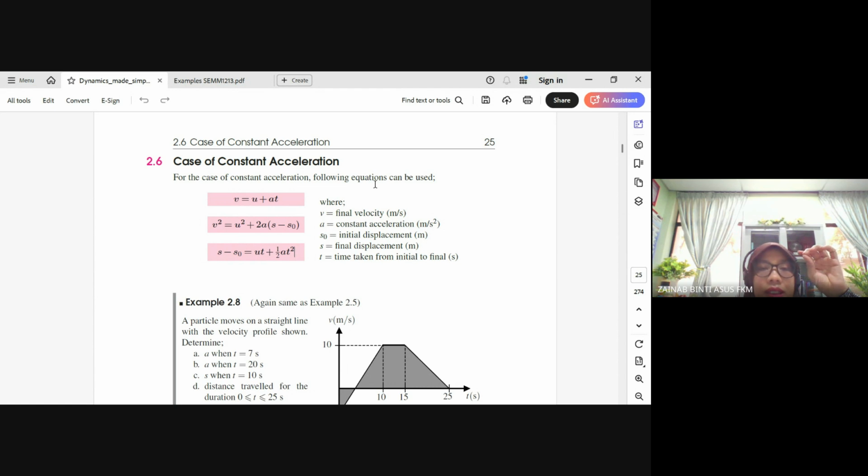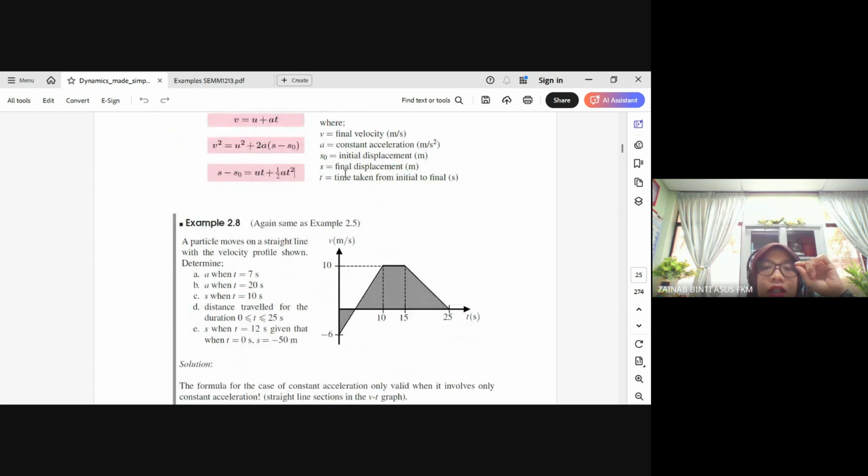So in this case of constant acceleration, you can only use these equations in this type of question. Because if you see here, the slope, positive or negative, will produce a constant acceleration. If you have a constant velocity, you will have zero acceleration, but it is also constant. And this one also has a constant positive acceleration. So you can only use it when you have something like this.